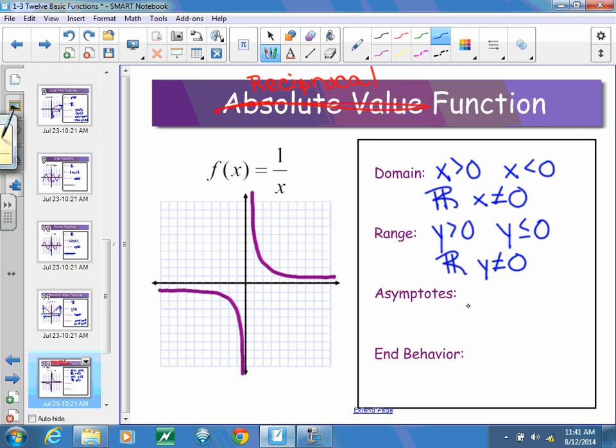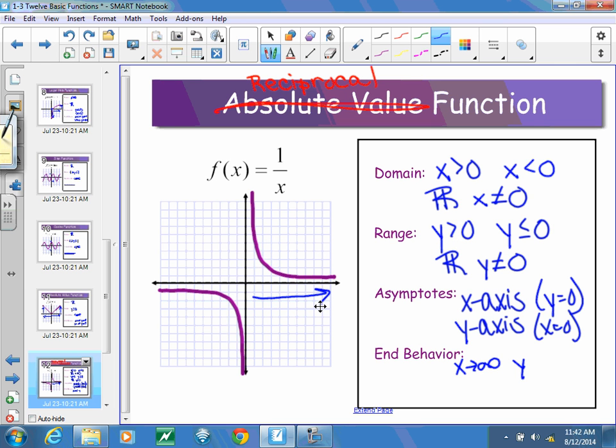We do have two asymptotes. We have one along the x-axis, and we have one along the y-axis. So our equations here are y equals 0 and x equals 0 for those asymptotes. And behavior, as x goes towards positive infinity, your value of y is going towards 0. And as x goes towards negative infinity, your value of y is also going towards 0. As x gets very small, our value here of y is getting closer and closer to 0. And that's our reciprocal function.